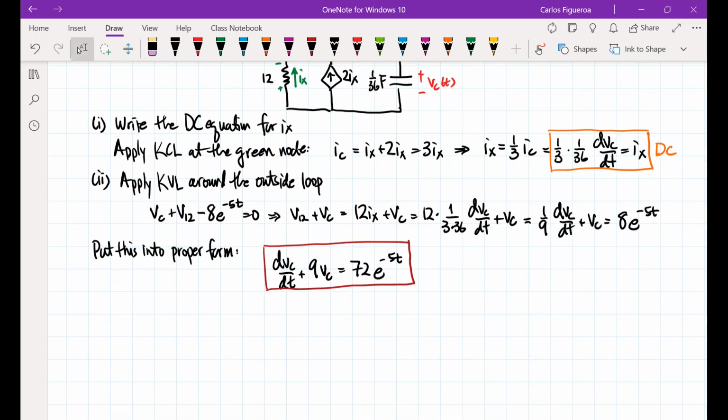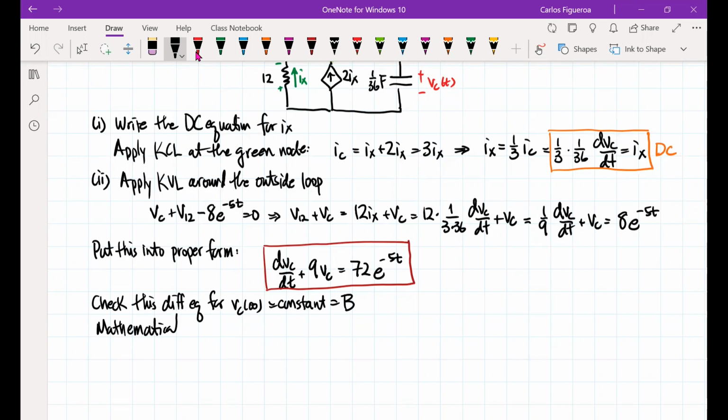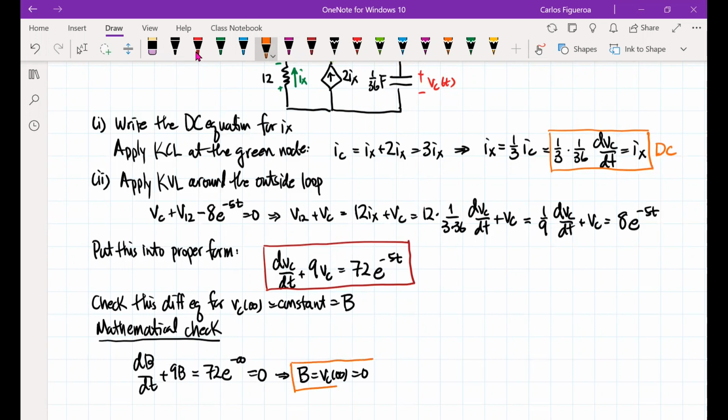So now what I want to do here is check this differential equation for VC at infinity, which of course is going to be a constant, but that constant I usually label as B. So let's look at a mathematical check. My mathematical check essentially says I'm going to write dB/dt plus 9B has to equal 72e to the minus infinity, which is of course 0. So this immediately tells me that B, which is VC at infinity, is 0. That's the mathematical one.